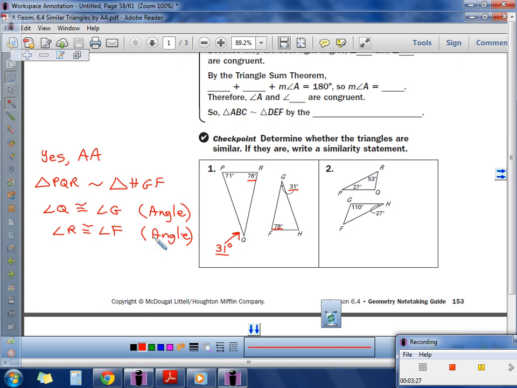The next one, did the numbers match up right now? Nope. All right, let's find one of the other ones. Maybe find F. What's it come out to be? 180 minus 110 is 70. 70 minus 27 is 43. Do they match? No, they don't match. So this is not similar. And that's all you'd have to state on that one.